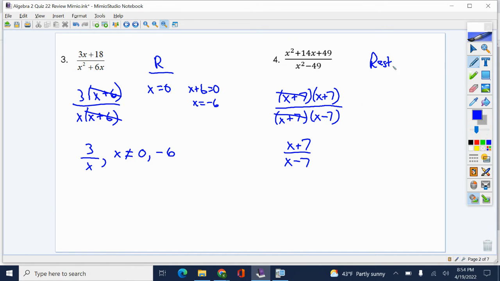Restrictions. X plus 7 is 0. So x is -7. X minus 7. Again, I'm looking at the denominator before I cancel anything. So x is 7. So this solution, but x is not equal to -7 or 7. I could have gone plus or minus there.